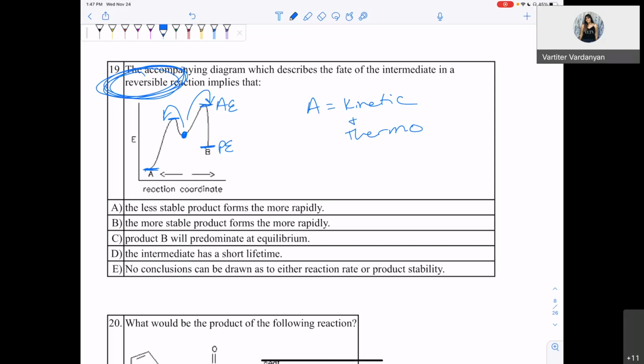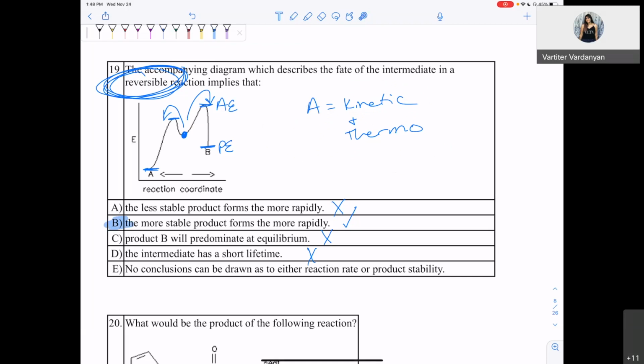So the less stable product forms more rapidly. No. The more stable product forms more rapidly. Okay, that looks good. Product D will be predominant at equilibrium. No, because B, the intermediate, has a short lifetime. We don't know that. So the only one that makes sense is B, because the most stable product, thermodynamic, is formed first, kinetic, and it's the same product.